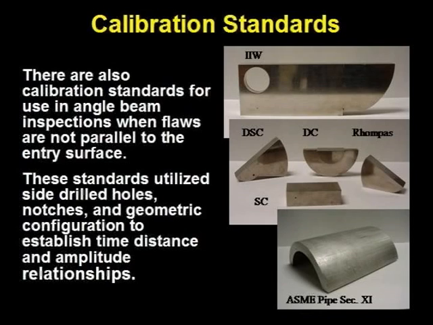If the plane of a flaw is not parallel to the entry surface, angle beam inspection is used to maximize the received signal. In this case, calibration standards are needed to calibrate the response for angle beam transducers. This slide illustrates a number of different standards, each designed for a specific geometry or application.